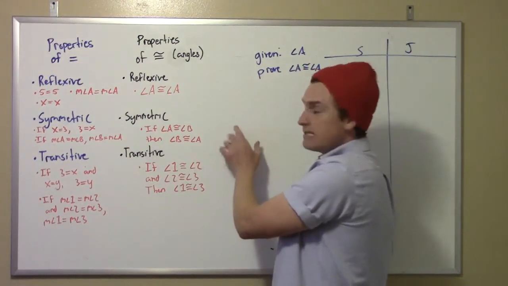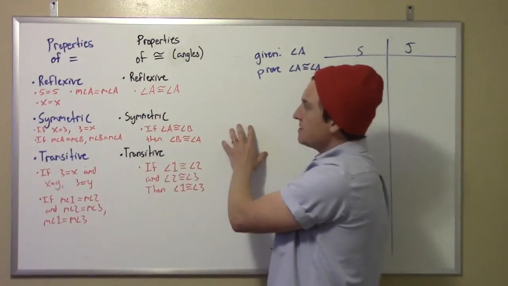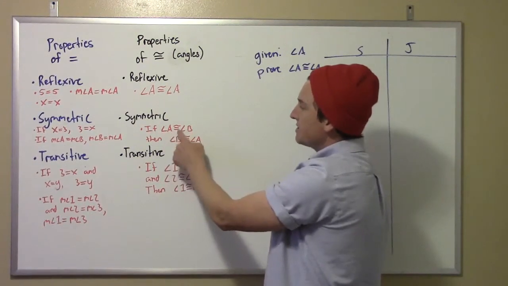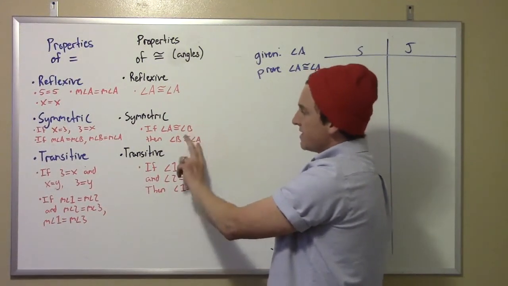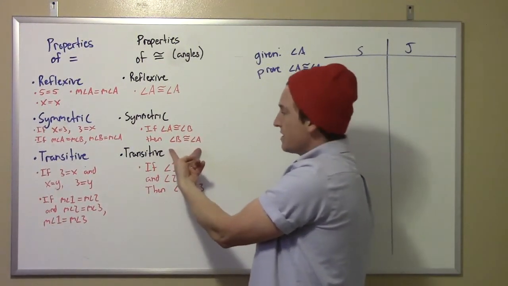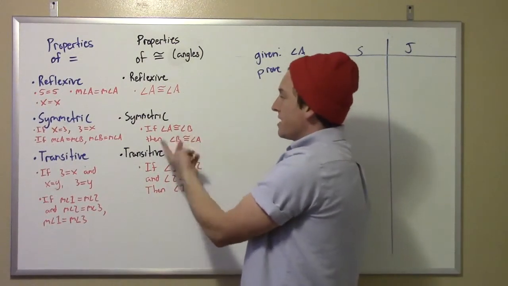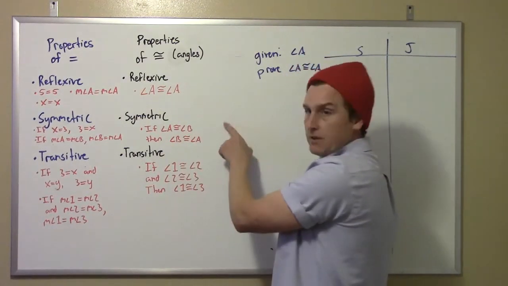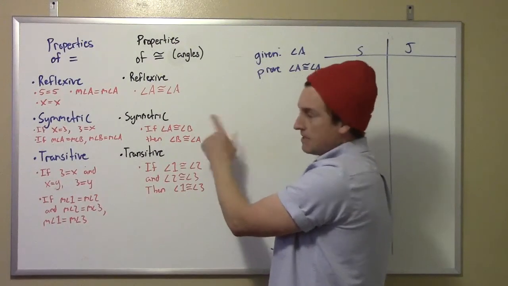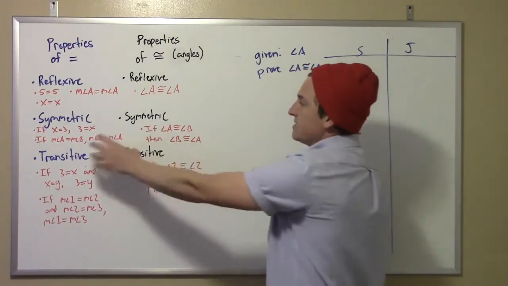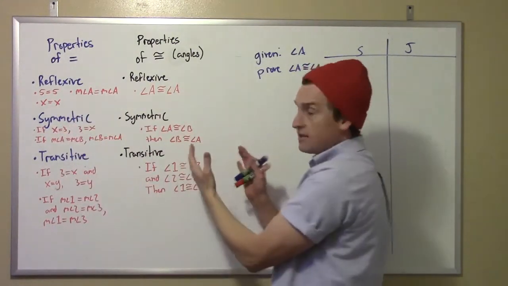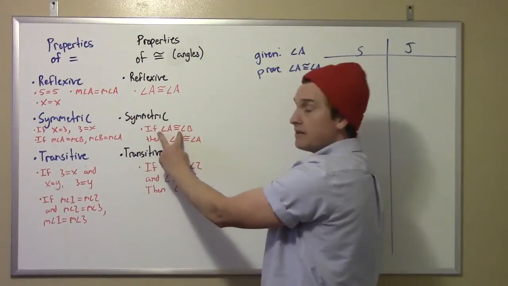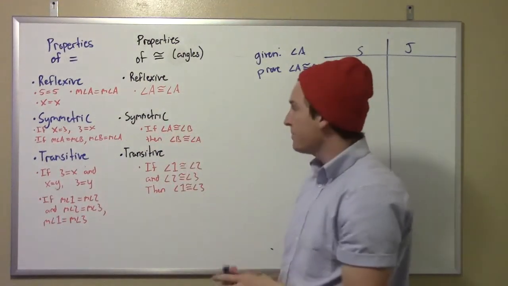Over on this side, this is the symmetric property of congruence. So if angle A is congruent to angle B, then I can switch them and say, okay, well, angle B is congruent to angle A. So it goes both ways. Now, again, we're going to have to prove this in today's lesson, but this is the difference between equality and congruence, right? Notice there's no m's here. We're not talking about measurements. We're not talking about numbers.